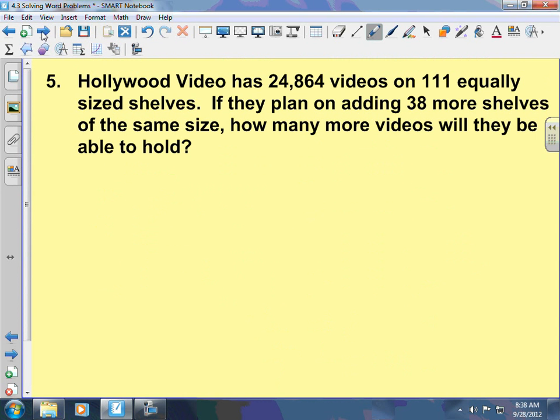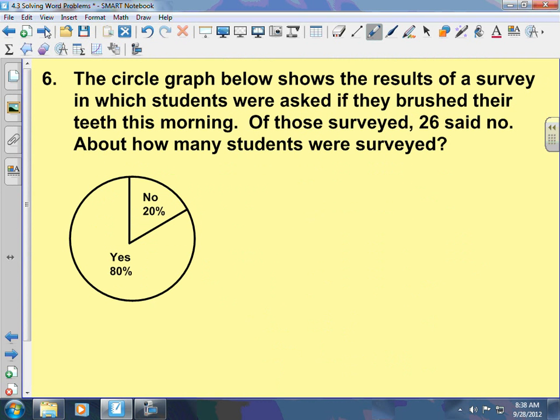This is exactly the same. The last thing we have is the percent. So I'm going to look right here, and I see 26 people said no. 26 people said no. They want to know how many were surveyed. How many students were surveyed? They want to know your total.